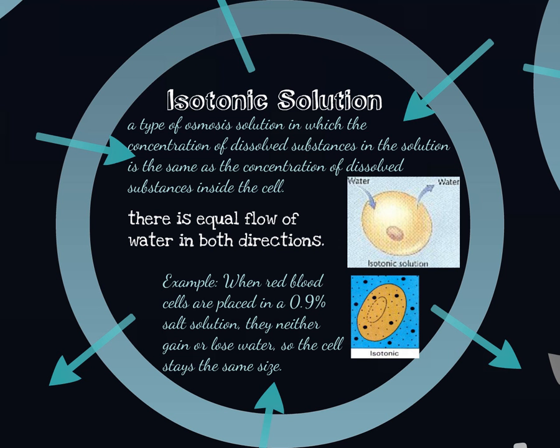So it's a type of osmotic solution in which the concentration of dissolved substances in the surrounding solution is the same as the concentration of dissolved substances inside the cell. So there's an equal flow of water in both directions. So isotonic, equal flow of water in both directions. When blood cells are placed in a 0.9% salt solution, they neither gain nor lose water, as the cell stays the same size. So to summarize, isotonic: solute concentration the same inside and outside the cell, so no net movement of water.